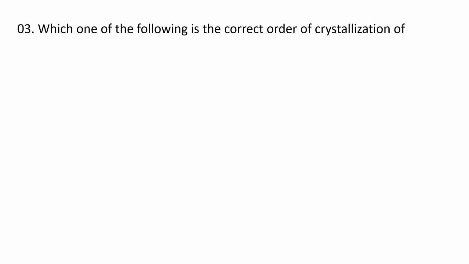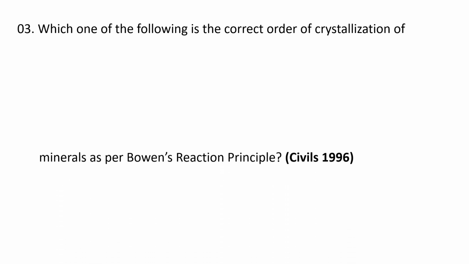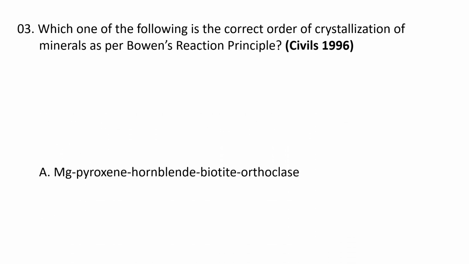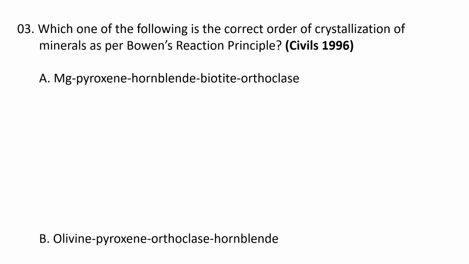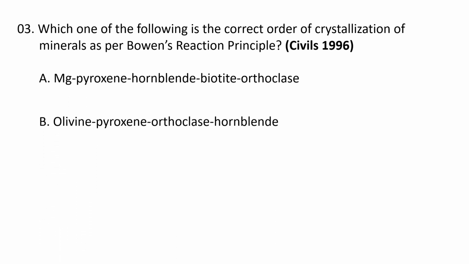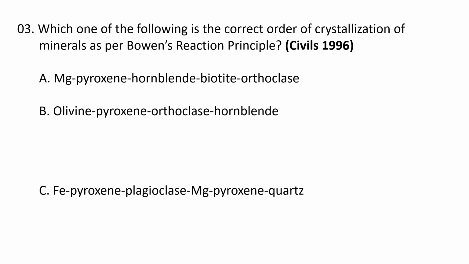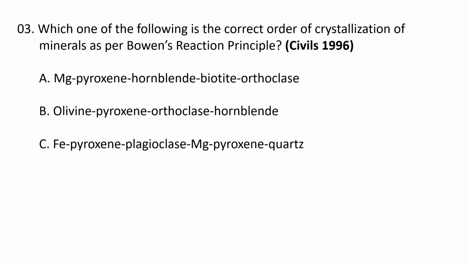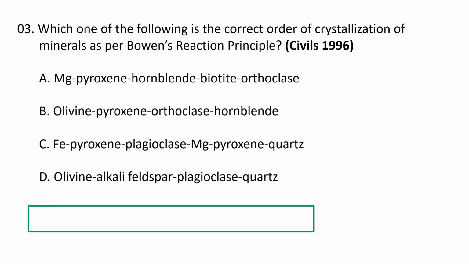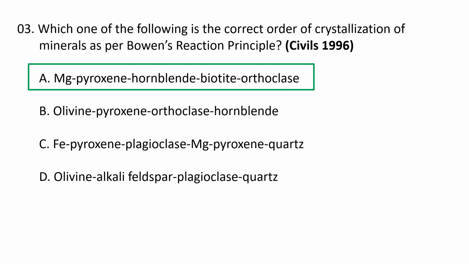Next question. Which one of the following is the correct order of crystallization of minerals as per Bowen's reaction principle? A. Magnesium pyroxene, hornblende, biotite and orthoclase. B. Olivine, pyroxene, orthoclase and hornblende. C. Iron pyroxene, plagioclase, magnesium pyroxene, quartz. And D. Olivine, alkali feldspar, plagioclase and quartz. So the correct answer is A. Magnesium pyroxene, hornblende, biotite and orthoclase. This is the correct order of crystallization as per Bowen's reaction principle.